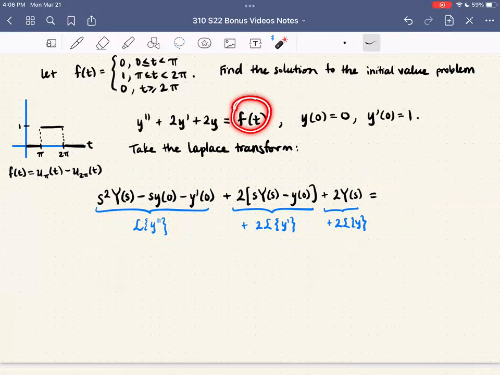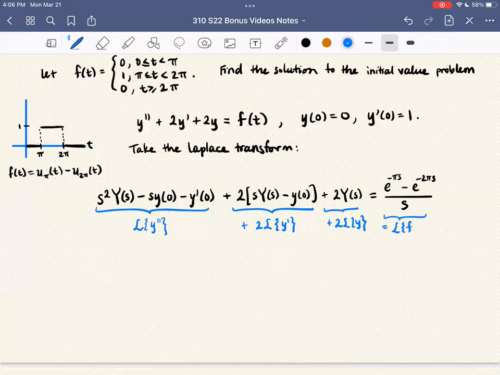Now, earlier, we wrote the right-hand side function f as some combination of Heaviside functions, and we can take the Laplace transform of this. We computed it in class. This will give us e to the minus pi s minus e to the negative 2 pi s all over s. This is the Laplace transform of f. Okay, so we've just taken the Laplace transform of our whole equation.